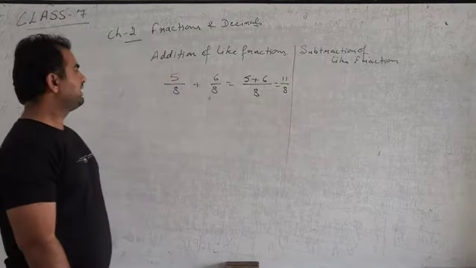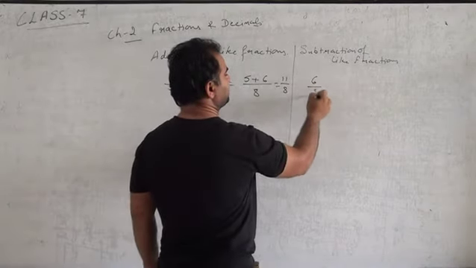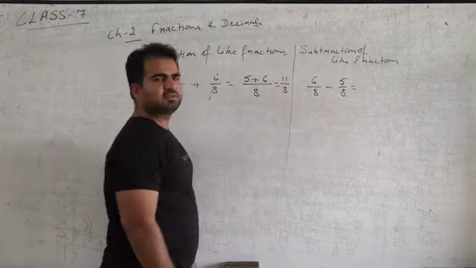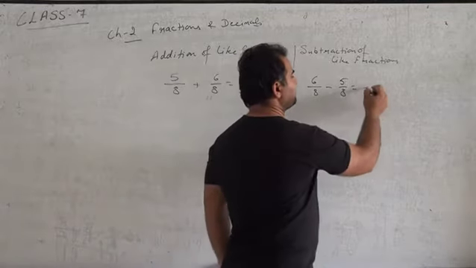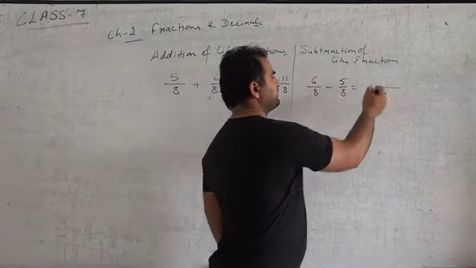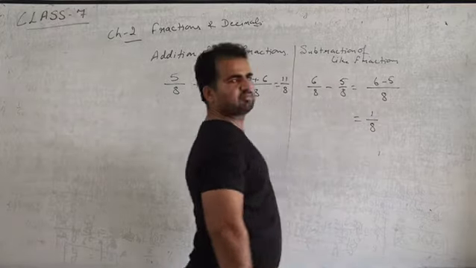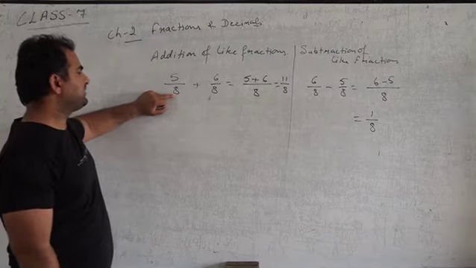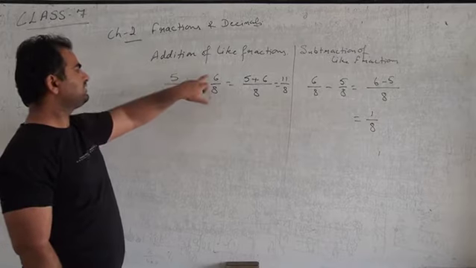Okay. Next, what if we have to subtract, like 6 upon 8 minus 5 upon 8? Since they are like fractions, we will write 8 as the denominator. 6 minus 5 equals 1 by 8. This is because the LCM of 8 and 8 will be 8, so we don't need to change the numerators.